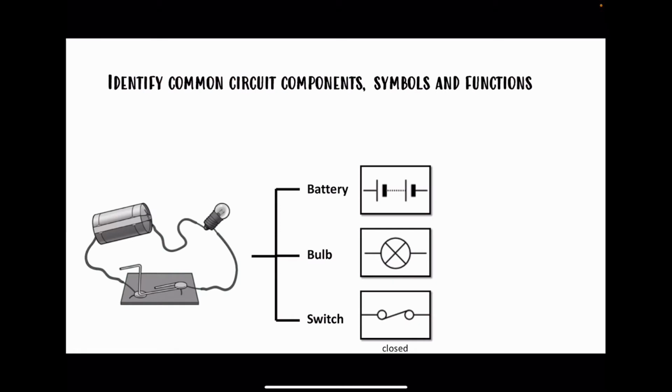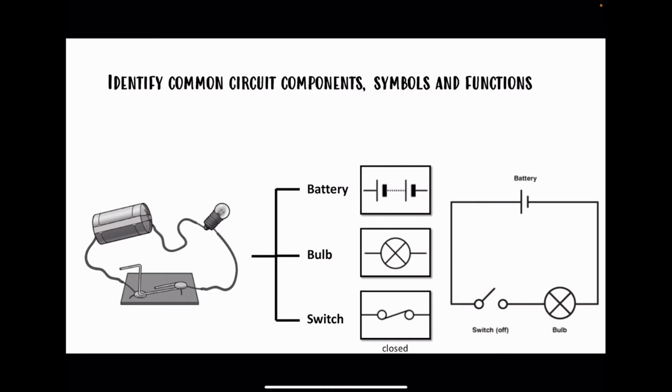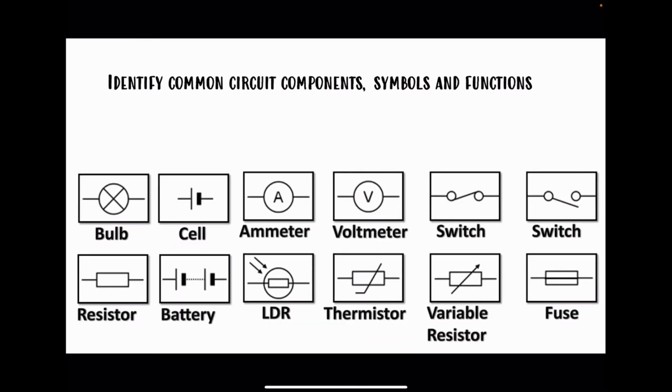This is the simplest diagram any scientist can create. It's made out of a battery, a switch, and a bulb. And this is how the diagram is represented. We don't draw the components. Instead, we replace them with the component symbols. These are the common symbols that you need to be familiar with. We will go through as many as possible during the lessons.